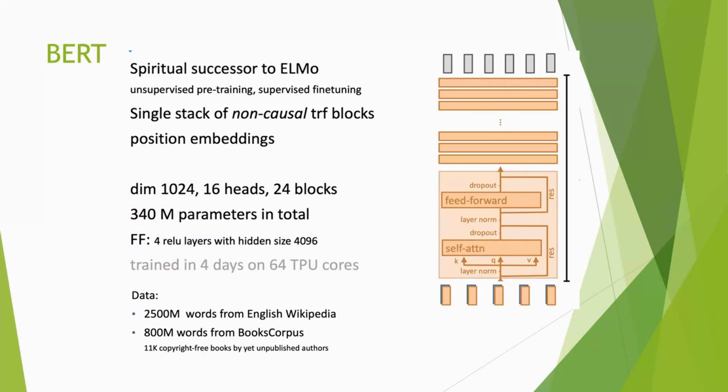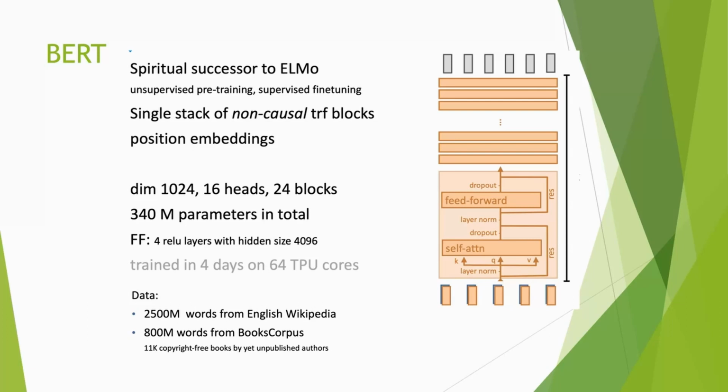BERT, a successor of ELMo, is a single stack of non-causal transformer blocks, and it retained the positional encoding. It has a dimension of 1024, 16 heads, and 24 blocks of transformers, with just 340 million parameters. That was huge, by the way. It took 64 TPUs 4 days to finish this training. But now that's like a lame, super small one.